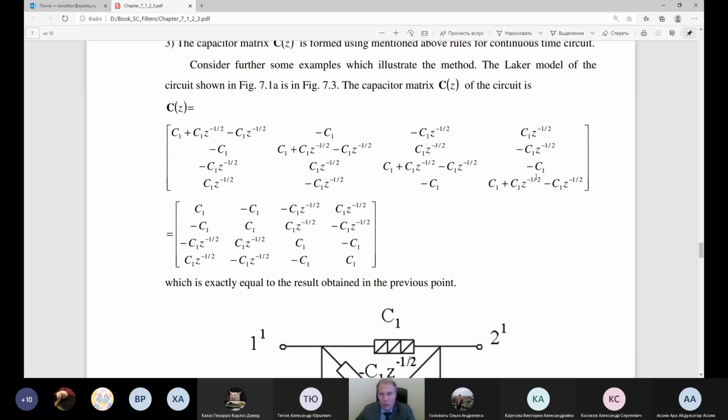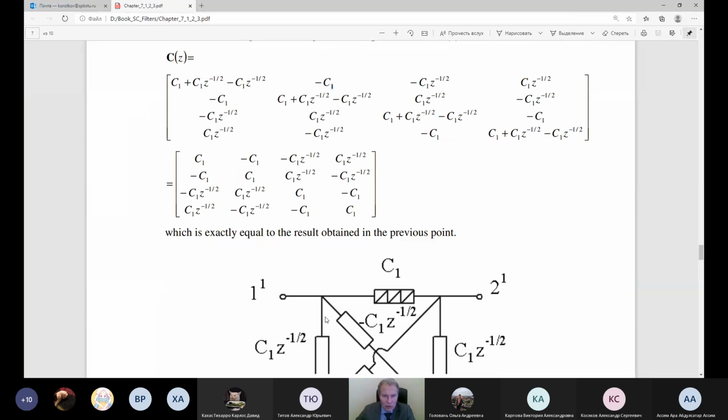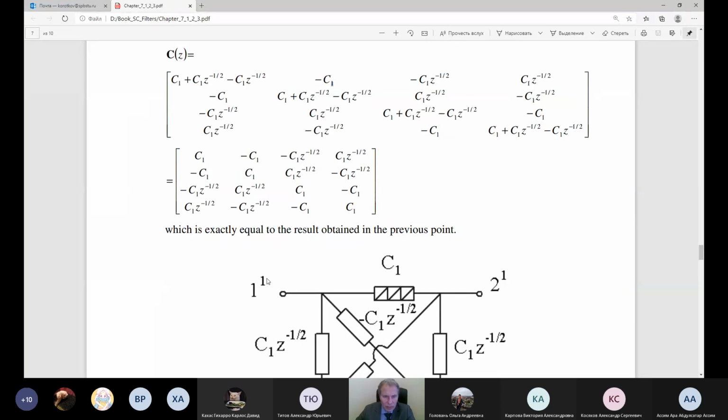So the upper and bottom triangles are equal, you can see here, and as an example we can talk about the second element, this one. It corresponds to the conductance which is located between the node number 1 on the first phase and the node number 2 on the first phase. It is C1, this conductance, and we can introduce it into the matrix with the sign minus.